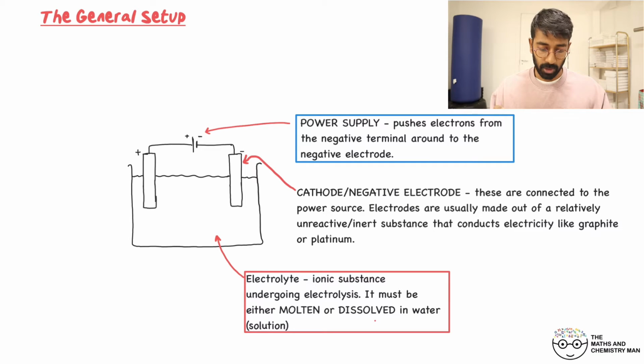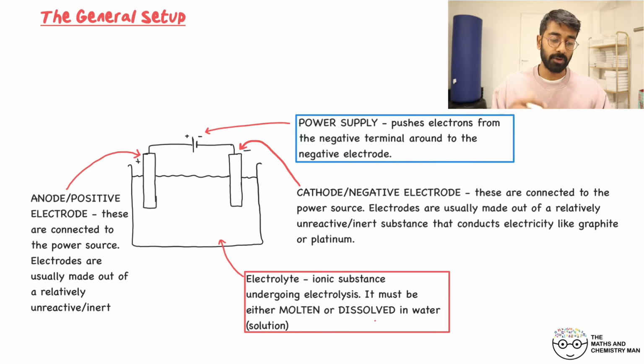Now, for a bit of terminology, we've got this new word here. So the negative electrode is actually called the cathode, right? So that's the term you want to be using. It's a cathode. And now the cathode is connected to your power source, and it's usually made of something which is unreactive or inert, such as graphite or platinum. So why are they good? Well, graphite and platinum are unreactive or inert. They don't really react with anything. And they also conduct electricity, which is obviously what an electrode has to do. So remember that there. Your negative electrode is called your cathode.